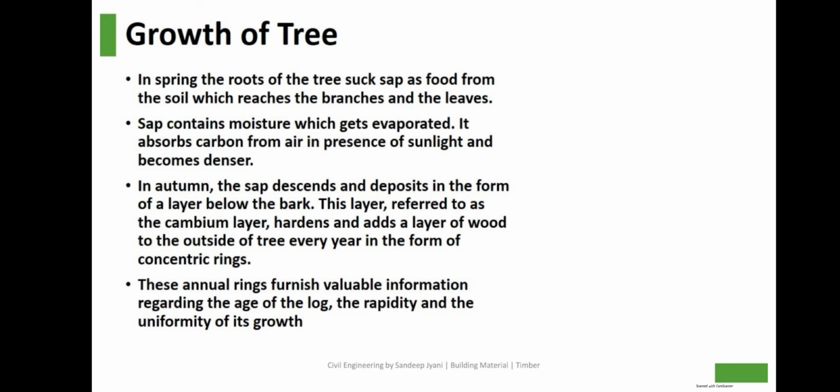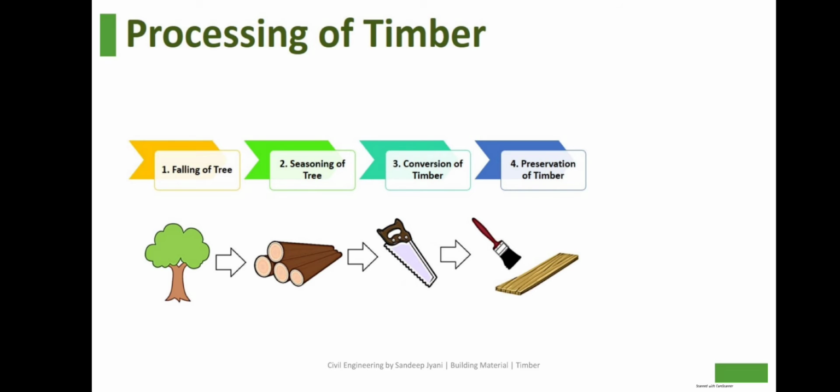In autumn, the sap descends and deposits in the form of a layer below the bark. This layer is referred to as the cambium layer. It hardens and adds a layer of wood to the outside of the tree every year in the form of concentric rings. These annular rings furnish valuable information regarding the age of the log, and the rapidity and uniformity of its growth.